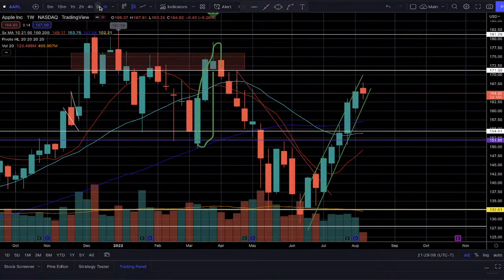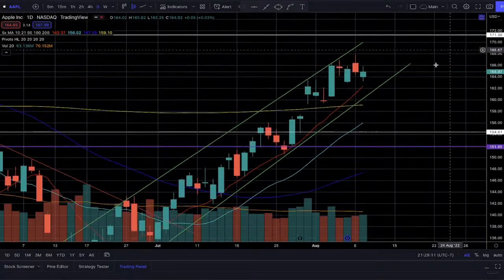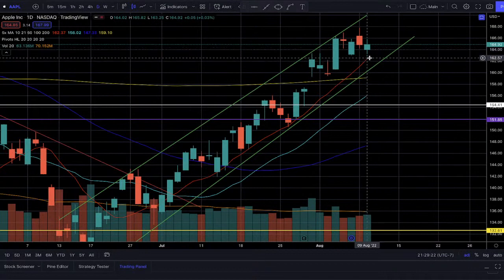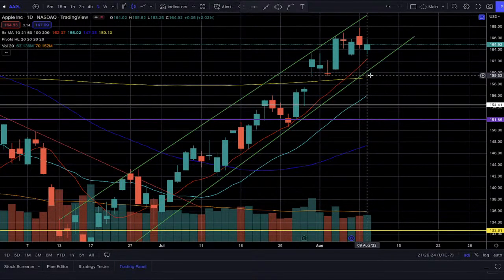With the 10 SMA here, if we do lose it tomorrow, there's no chance that we can see a retest of the 10 SMA and come back above it. We're going to flush right away, come back down, and probably retest the 200 SMA.